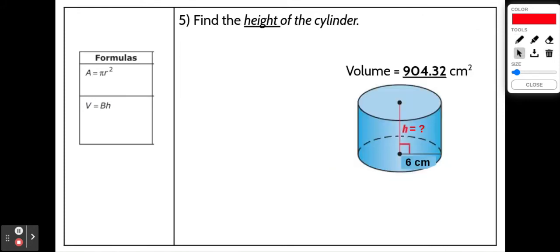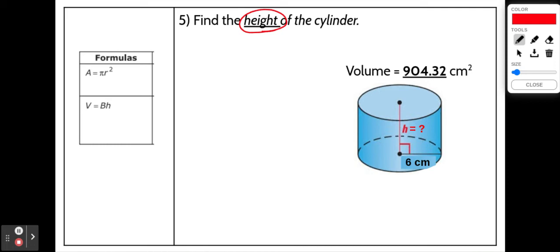Okay, get ready for the last one, number 5. Here we go. This is kind of a challenging one. Notice with this one, we're asked to find the height of the cylinder. And you can see that the height is unknown. It's got a little question mark. We don't know what the height is. We're going to find it.